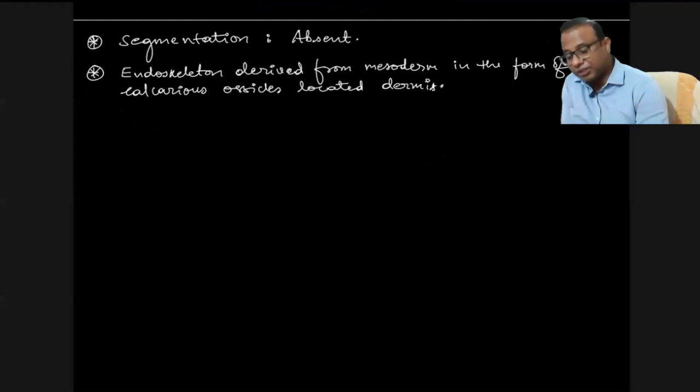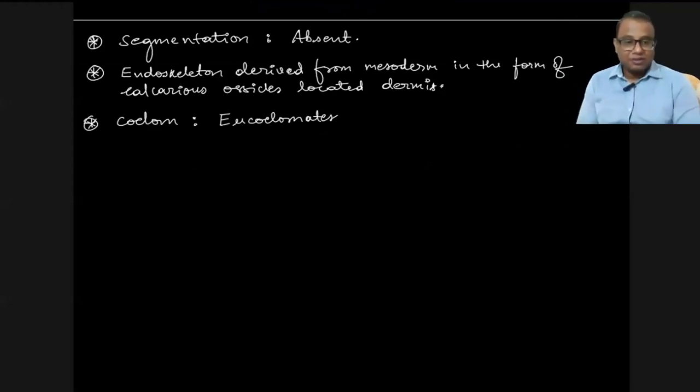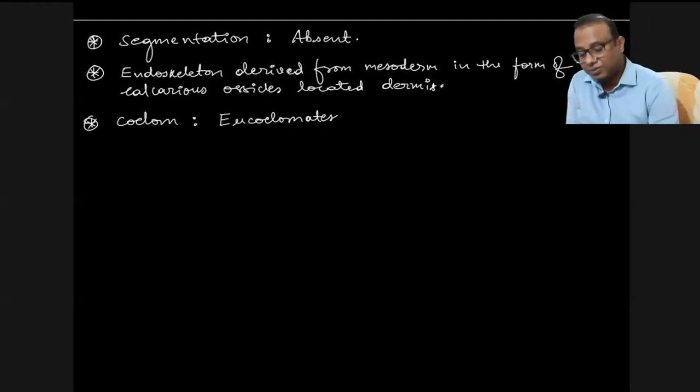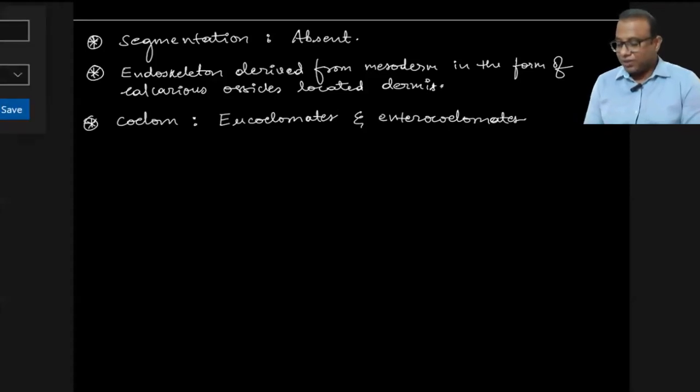What about coelom? The next feature is coelom. Coelom is present. They are eucoelomates. What type of eucoelomates? Schizocoelomates or enterocoelomates? Enterocoelomates. There is a note point that I gave you, which associates the fate of blastopore with the mode of formation of coelom. In all protostomes, what is the mode of formation of coelom? By splitting off a band of mesoderm. That is why I told you all protostomes are schizocoelomates and all deuterostomes are enterocoelomates.